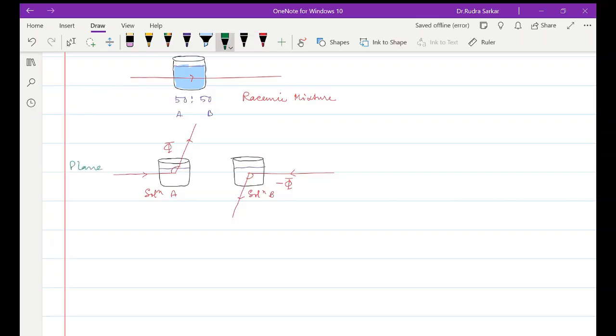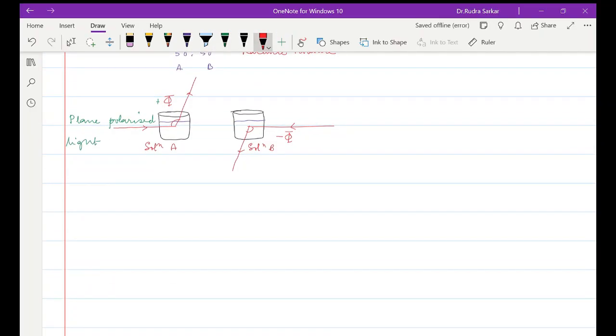So this is my plane polarized light, and solution A, let's consider, deflected the light in the plus phi direction, and the solution B deflected light in the minus phi direction. Okay, that means deflection at equal angle but in the opposite direction. So these types of compounds A and B were then called, by Louis Pasteur, he defined them as enantiomers.